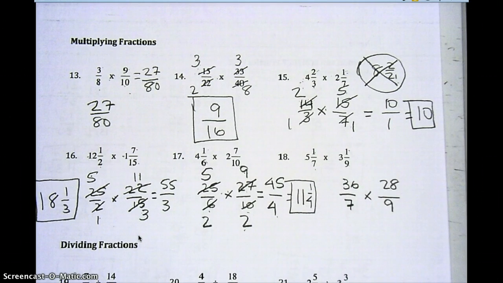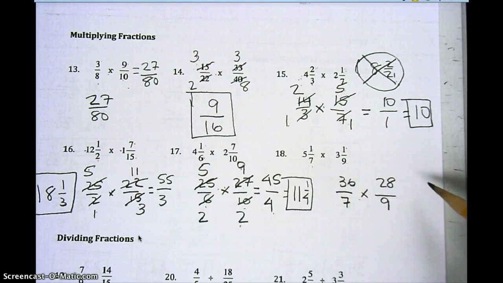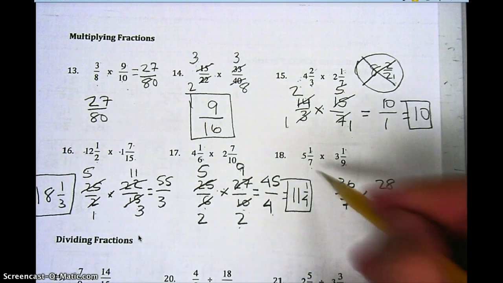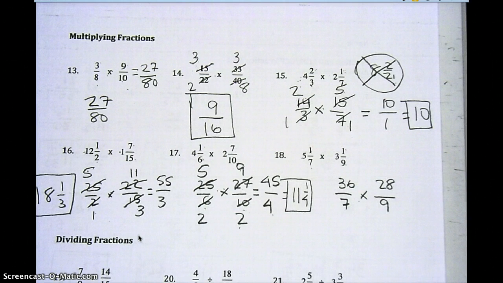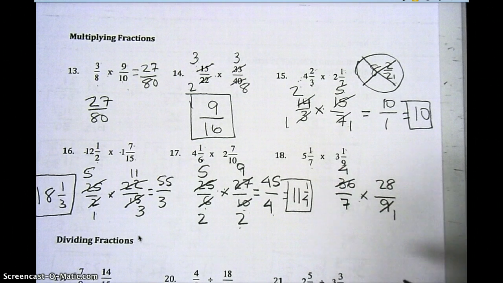Now let's reduce this so I don't have to multiply such big numbers. I could take 36 times 28 divided by 7 times 9 and then try and reduce it later, but it's going to be much easier to reduce it now rather than later. So 36 and 9, think of a common factor, and I know 9 divides in both. 36 divided by 9 is just 4. 9 divided by 9 is 1.